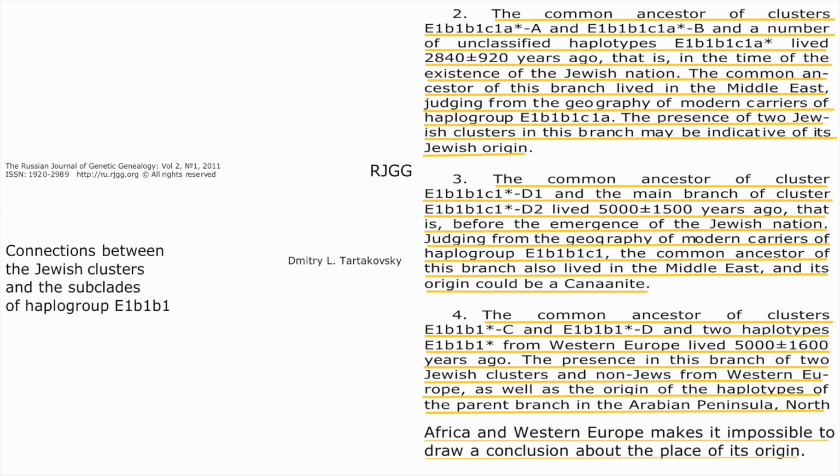The common ancestor of cluster E1b1b1-C and E1b1b1-D and two haplotypes E1b1b1 from Western Europe lived 5,000 plus or minus 1,600 years ago. The presence in this branch of two Jewish clusters and non-Jewish from Western Europe, as well as the origin of the haplotypes of the parent branch in the Arabian Peninsula, North Africa, and Western Europe, makes it impossible to draw a conclusion about the place of its origin.